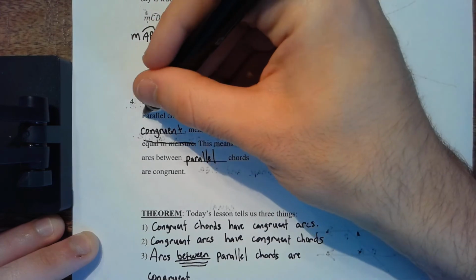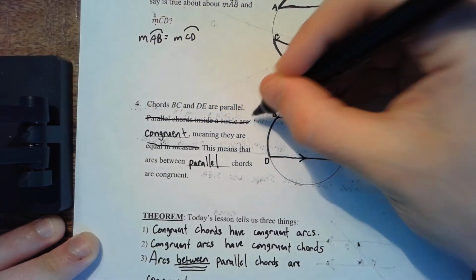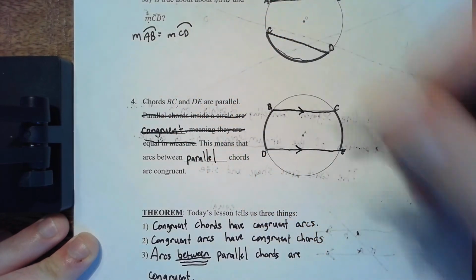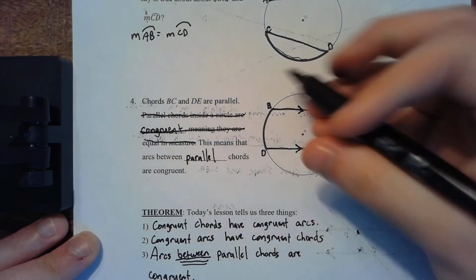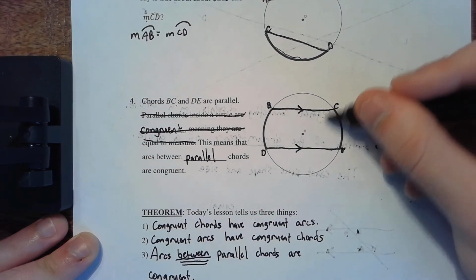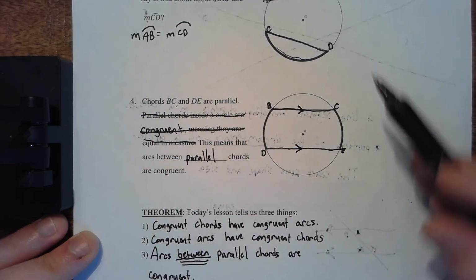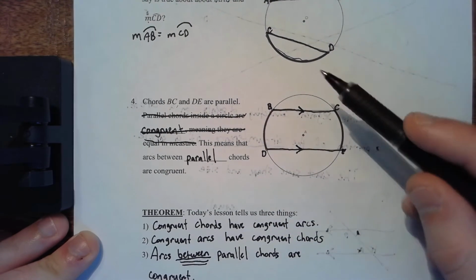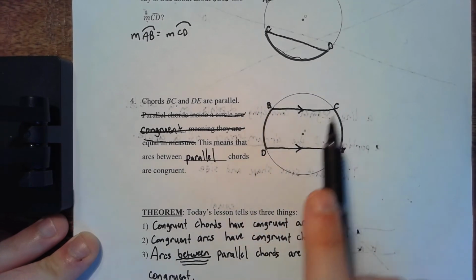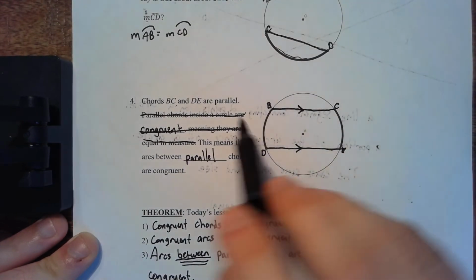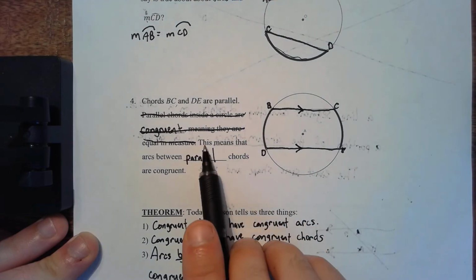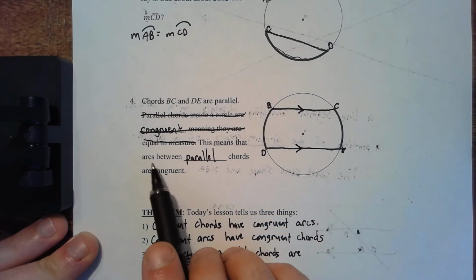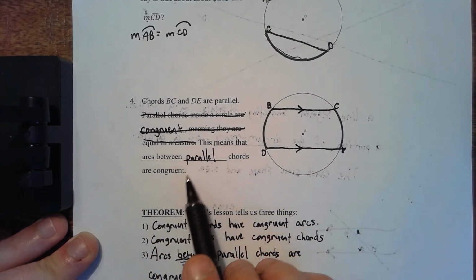So I'm going to take this part out, that does not always have to be true. They do not have to be congruent if they're parallel, because DE could be right here, and then that would be longer, so it wouldn't be congruent. But the main thing that you need to take away from number 4 is that if you have two parallel chords, in this case BC and DE, chords BC and DE are parallel. This means, and again, we could scratch this out because this had some errors in it. This means that the arcs between the two are congruent.